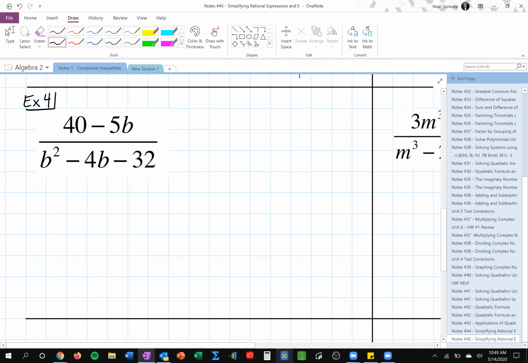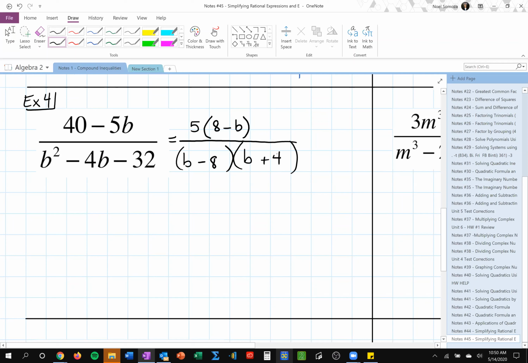All right, let's see. Numerator, doesn't look like there's much to do there besides maybe a GCF. So between 40 and 5, I believe it's just a 5. So let's factor out a 5. That leaves us with 8 minus b, all over. And now let's try to factor the denominator. Here we can factor this into two factors. We have b squared, so that's just b times b. In order to get negative 32 but add up to be negative 4, that's probably going to be a negative 8 with a positive 4.